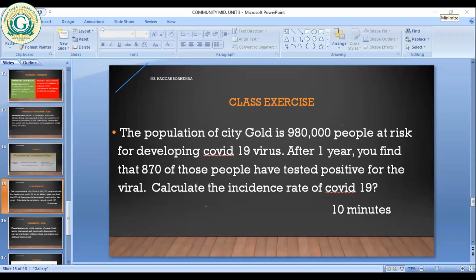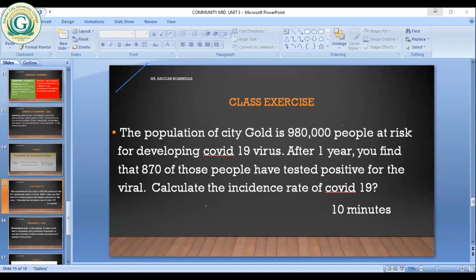Sister. Yes. So I was saying that the formula for incidence rate is the number of new cases all over total population at risk, then times over a period of time times the multiplier, which is 100,000. So when we take a number of new cases, we have 870, then all over the 980,000 people who are at risk, then times the over a period of time, we're given 1 year, then times the multiplier. So when you do the calculations, you are going to get 88.